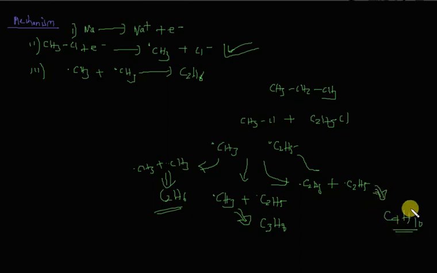So one should always avoid the Wurtz method for preparation of odd number alkanes. Now again one thing, many students have a doubt: why only sodium?